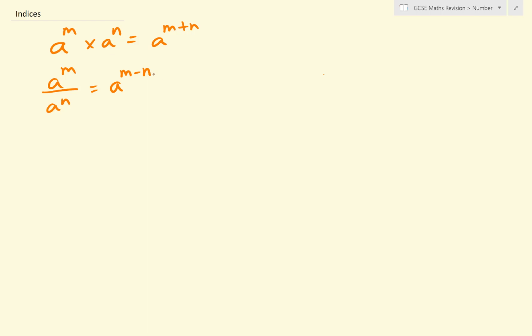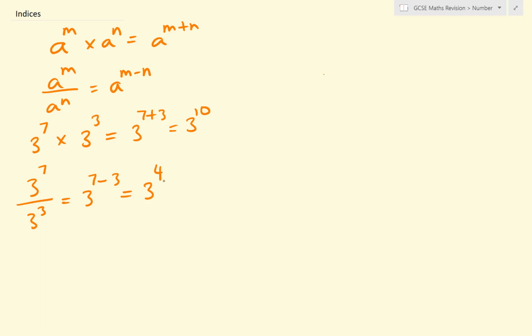Let's have a look at two examples now. We have 3 to the power of 7 times by 3 to the power of 3. So we're multiplying, so we're going to add the powers. That will give us 3 to the power of 7 add 3, which is 3 to the power of 10. Let's have a look at a division one. 3 to the power of 7 divided by 3 to the power of 3. So we're going to take away the powers. 3 to the power of 7, take away 3. That'll give us 3 to the power of 4.